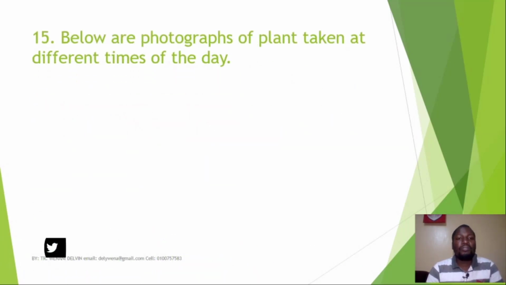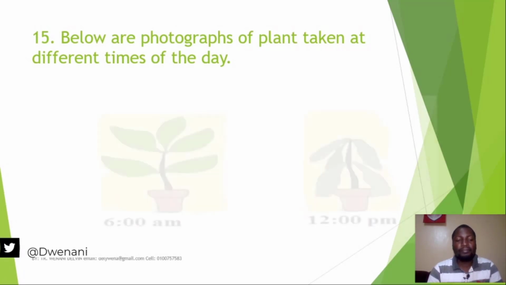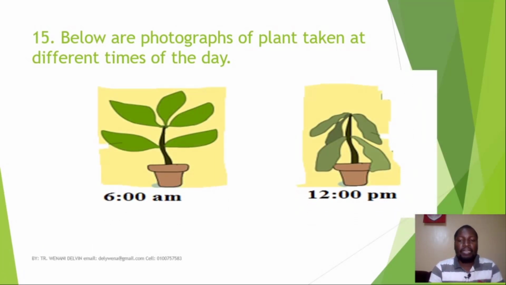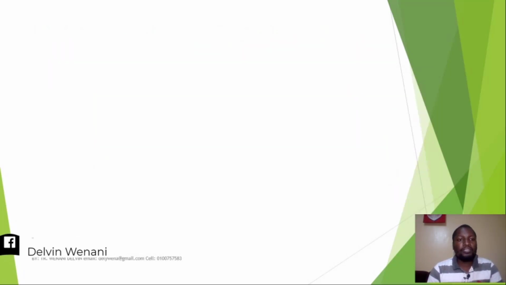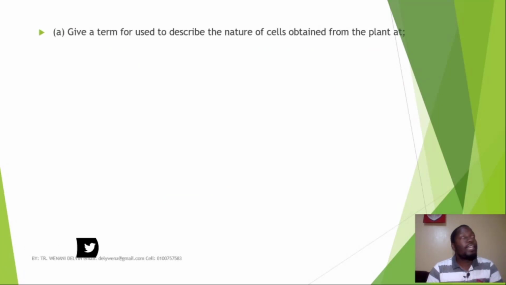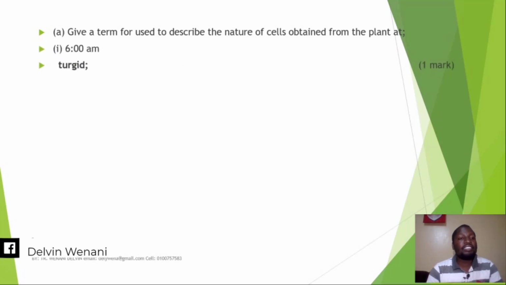For example, below is a photograph of a plant taken at different times of the day. At 6 a.m. the plant looks like that, then at 12 p.m. the plant looks like that. So let us look at our first question. Give a term used to describe the nature of cells obtained from the plant at 6 a.m. The cells are turgid. That's why the plant looks like that.